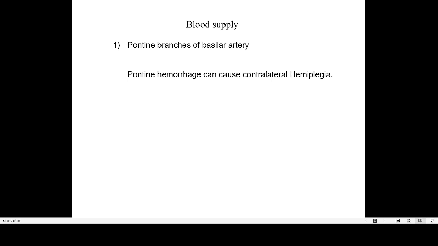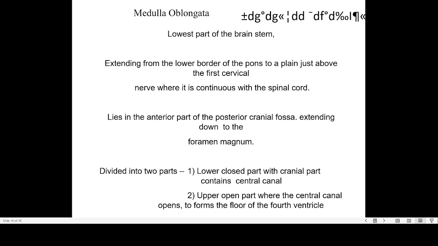Usually see the pontine hemorrhage. Any hemorrhage or pathological condition here may lead to contralateral hemiplegia, because it mainly consists of groups of nerve fibers. So any hemorrhage in this region may lead to contralateral hemiplegia. Then coming to the last one, the medulla oblongata.